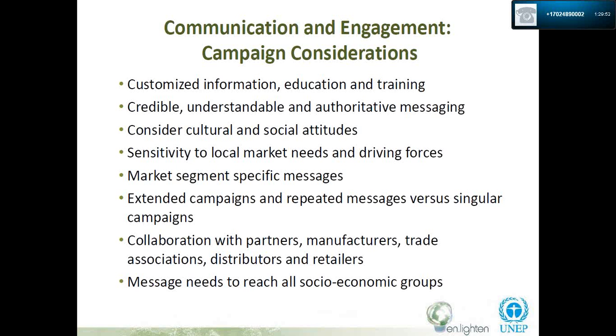In each part of the campaign, it's very important to have collaboration with all partners, including manufacturers, trade associations, distributors, and retailers. And finally, the message needs to reach all socioeconomic groups, and again, there may be different emphasis on wording, different emphasis on graphics, different types of images to reach all the different groups.